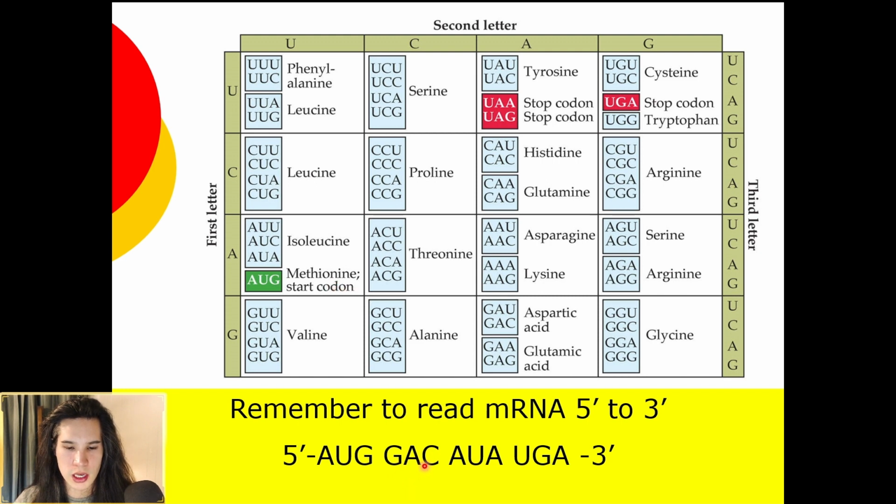So next we have GAC. So we have G here, which is our first letter, and then our second letter is A. So the cross section between G and A is this box. The third letter is C, and that's going to code for aspartic acid.